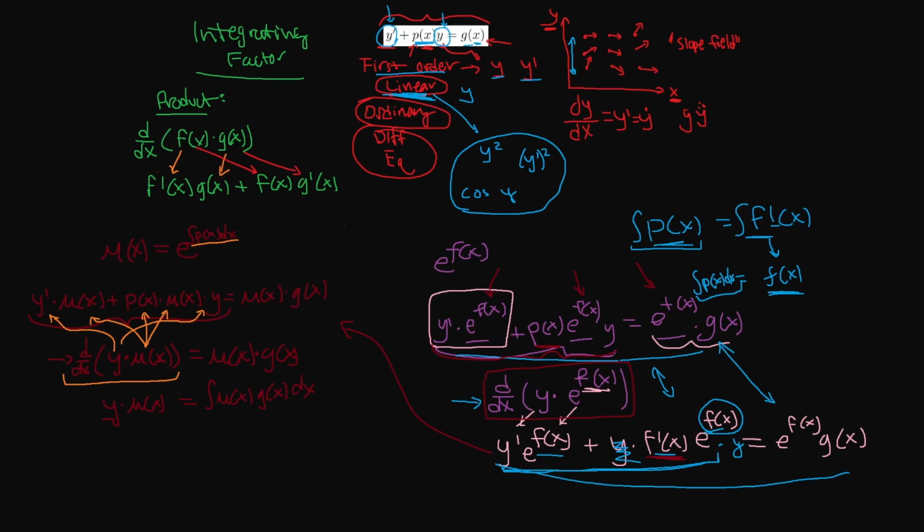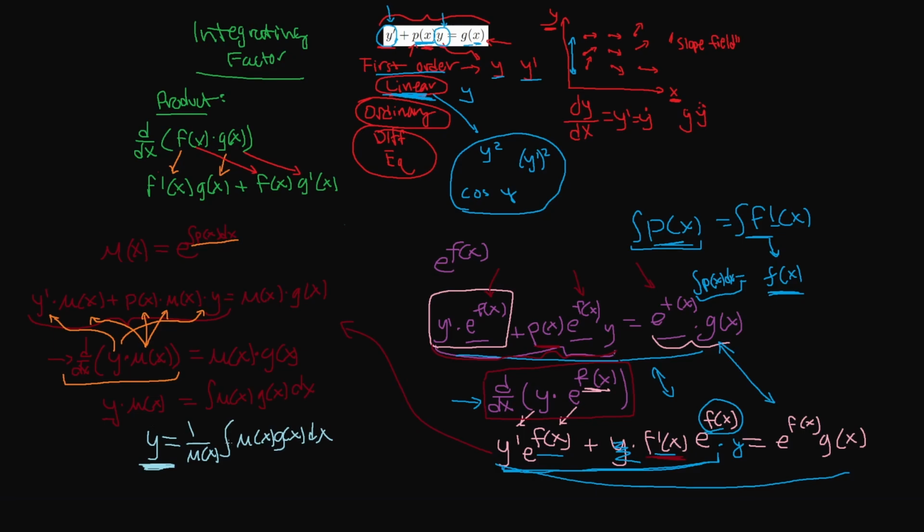And now to finally isolate y, we can get our final expression. We can write it in a new color here. It's nice blue. We can say y is equal to, we can divide by mu of x, and now we have the antiderivative of mu of x times g of x dx. And we finally separated y. Y is by itself finally.